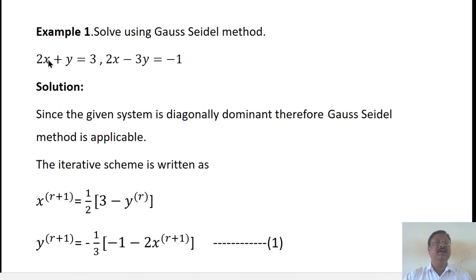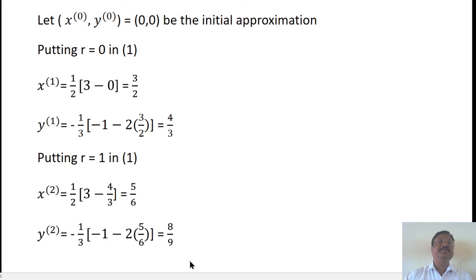Now, writing this in the form of x, the iterative scheme is written as x^(r+1) = 1/2 (3 - y^r), and y^(r+1) = -1/3 (-1 - 2x^(r+1)), the recent value of x. Now, name it as equation 1.